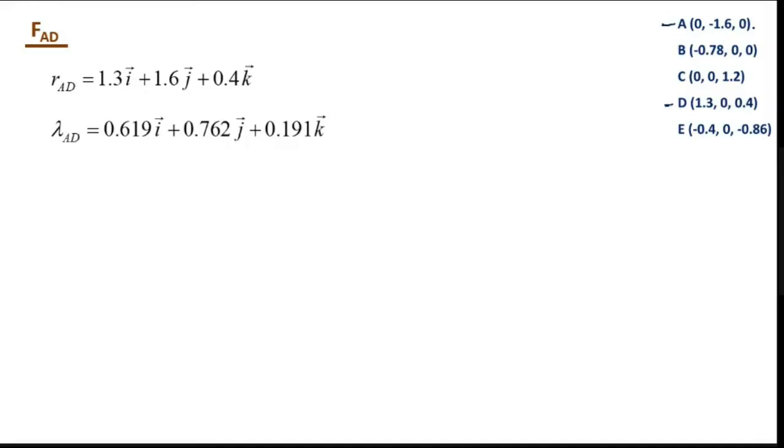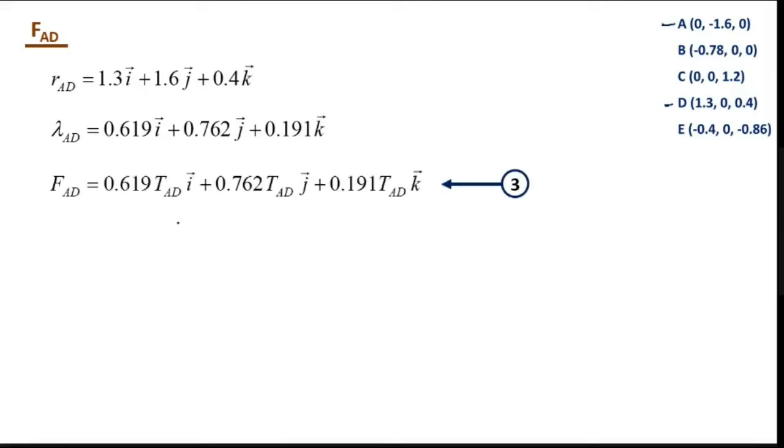Next, I'll go for the next force AD. So when I go for AD, D coordinate minus A coordinate: 1.3 minus 0, 1.3 I vector, 0 minus 1.6, so minus 1.6 J vector, and 0.4 K vector. It will go something like this. Again, taking the modulus of this and dividing, we'll get lambda AD. Then force AD is multiplied by TAD, so we'll get equation 3.